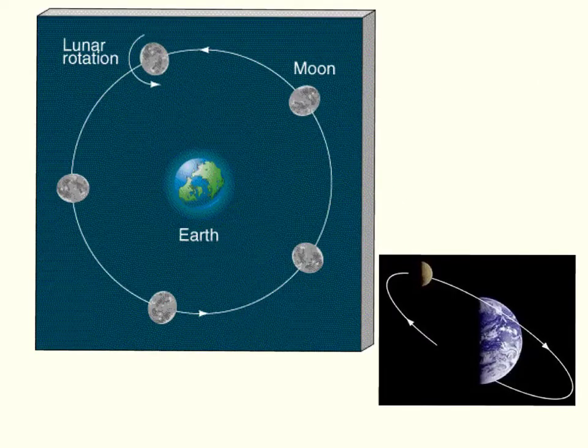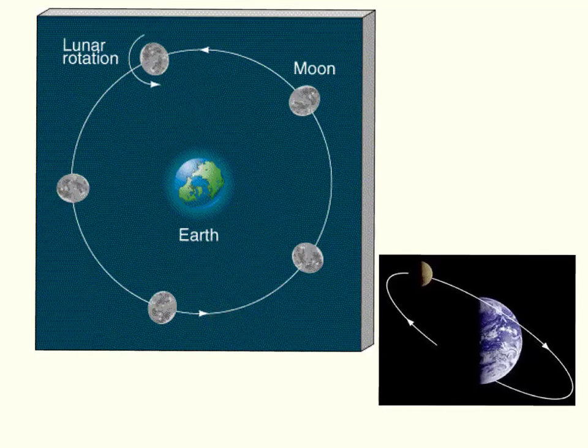The moon, like the Earth, revolves around something. The moon, unlike the Earth, does not revolve around the sun. The moon revolves around the Earth, and it does this in a counterclockwise motion. It takes 29.5 days for the moon to complete one revolution around the Earth.